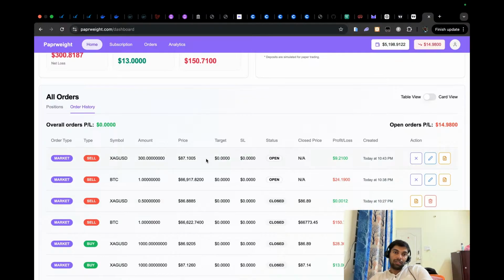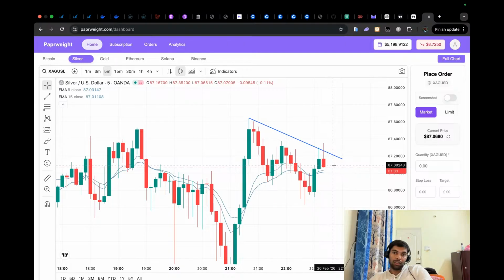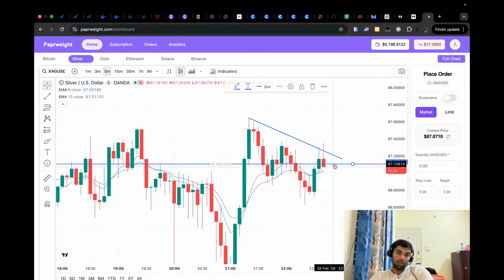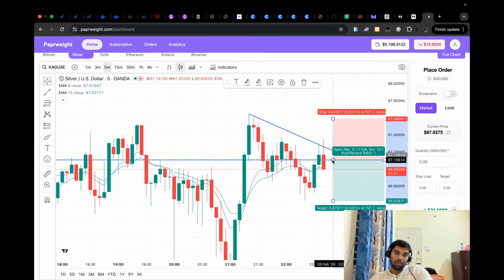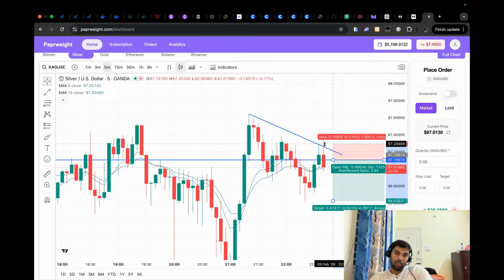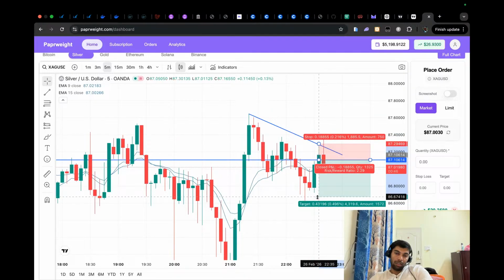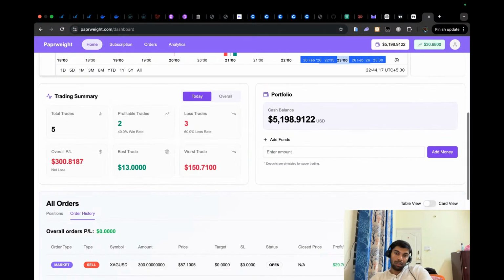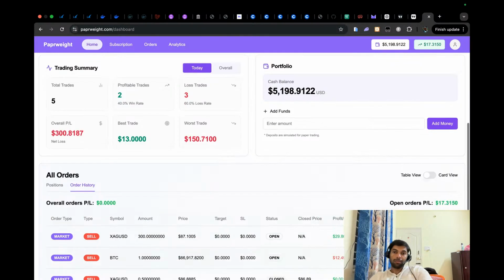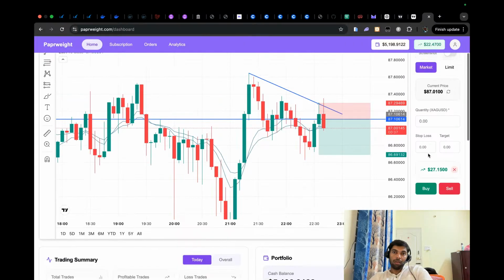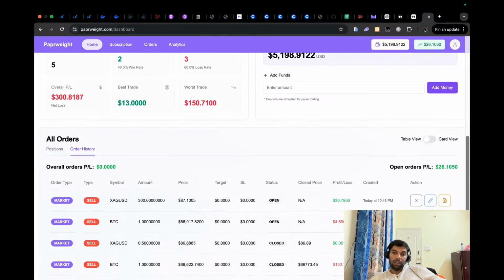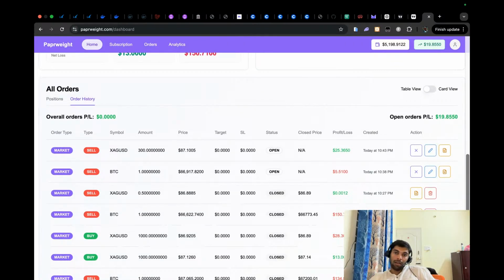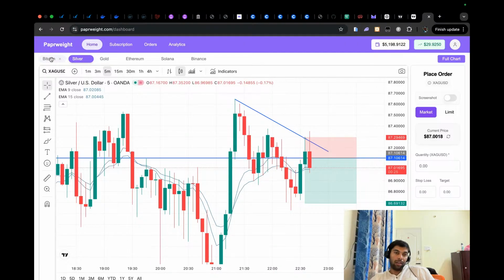So this is at 871005. Yeah, this one. So short position. Stop loss would be at the high of this candle. Target would be at this point. Alright, guys. So this is my trade in silver.